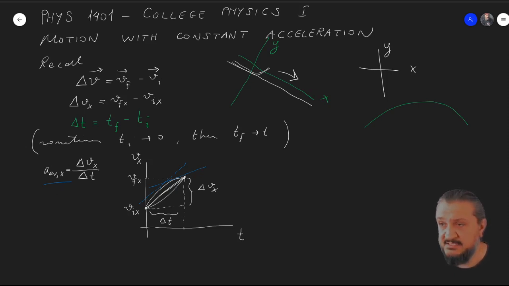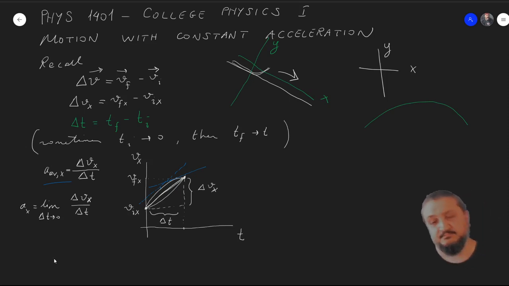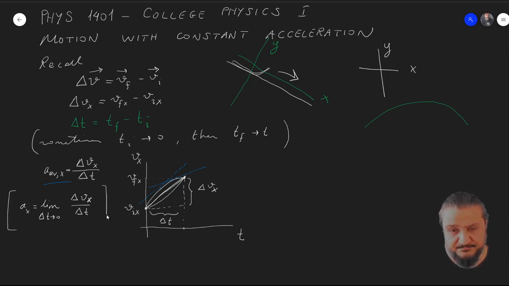So the instantaneous acceleration, which we defined in the previous lectures as the limiting value, limit when delta t goes to 0 of this quantity, delta Vx over delta t, that's nothing but the slope of the tangent at that point, at that t point. So if that slope changes, we're not talking about constant acceleration. So constant means instantaneous acceleration is equal to the average acceleration.